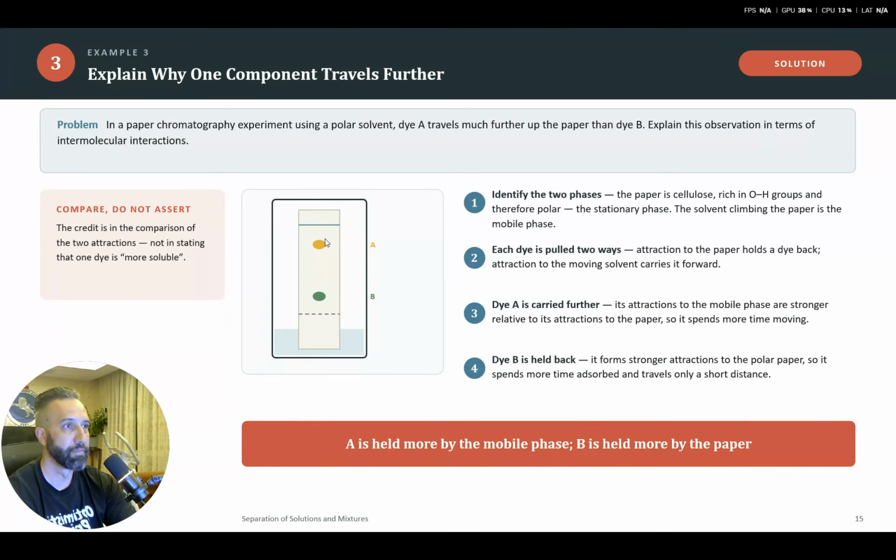right? So you can discuss it like that, or you can say, okay, cellulose is actually also polar, but not that much. But it is said right here in the question that the solvent is polar, so that must mean that the polarity of A is much more similar to the polarity of the mobile phase, and less so to the stationary phase.